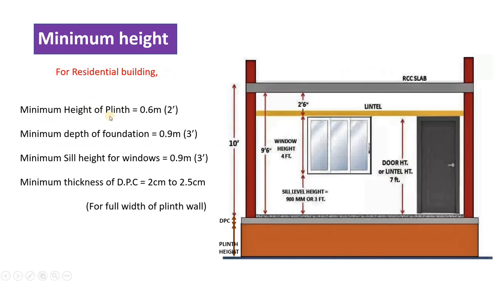Next, minimum height of plinth for a residential building should be 0.6 meter, that is 2 feet plinth height should be provided. This is a ground surface and this is a plinth height. Next is minimum depth of foundation for residential building should be 0.9 meter, that is 3 feet depth of foundation should be provided. Next, minimum sill height for windows is 0.9 meter, that is 3 feet. This is a sill height for window. Next, minimum thickness of DPC, that is damp proof course, should be 2 cm to 2.5 cm for full width of plinth wall.